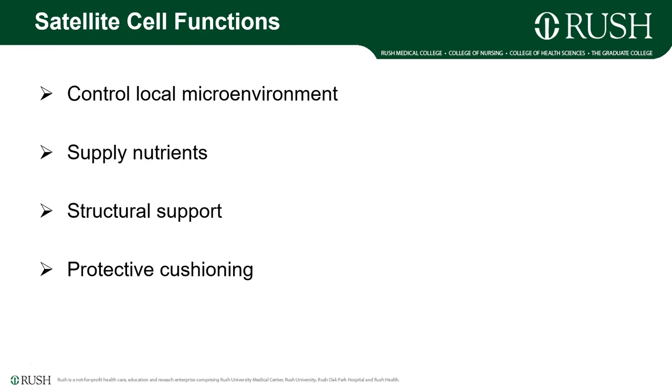The function of these satellite cells is to control the local microenvironment, to supply the nutrient to the neural cell body as well as structural support. In addition, it also provides protection to the neural cell body by providing cushioning.